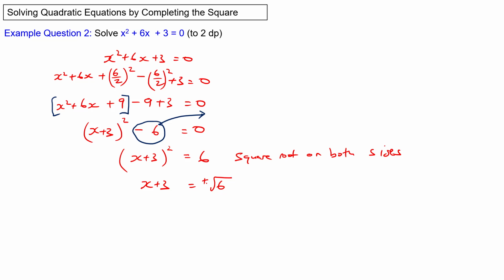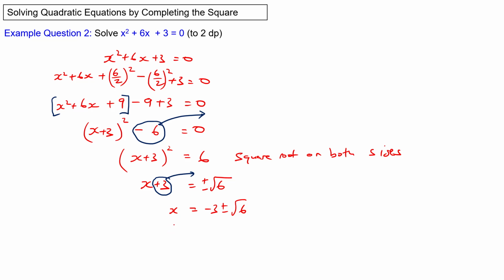Don't forget, plus or minus. And to get the x on its own, which means we've solved it, we float the plus 3 over to the right hand side, where it becomes minus 3. And so we have x is equal to minus 3 plus or minus the square root of 6. Like I say, that's a perfectly good solution, but they want 2 decimal places.